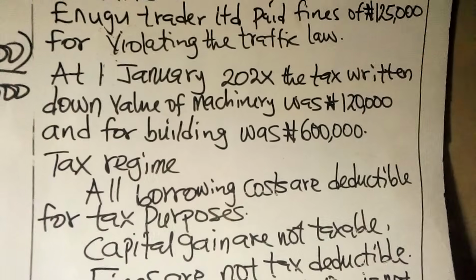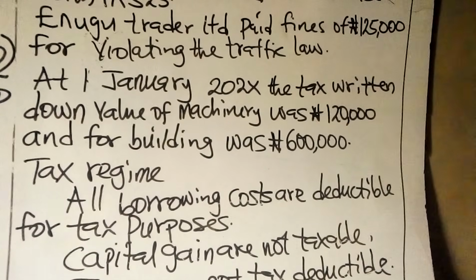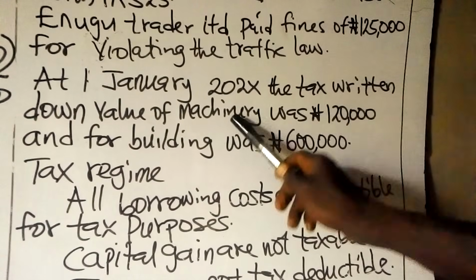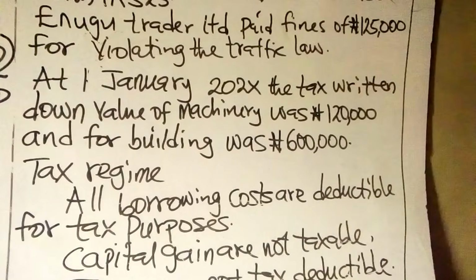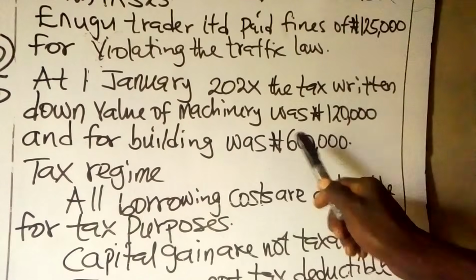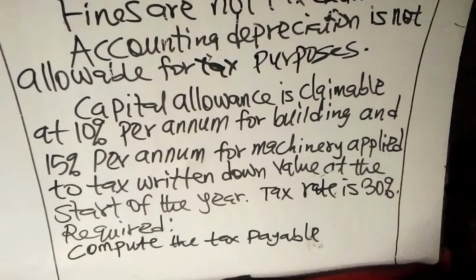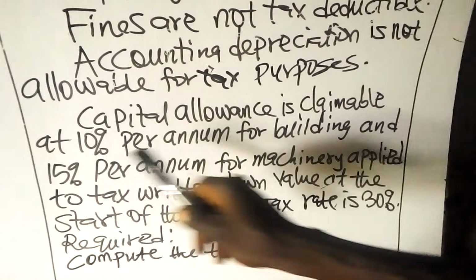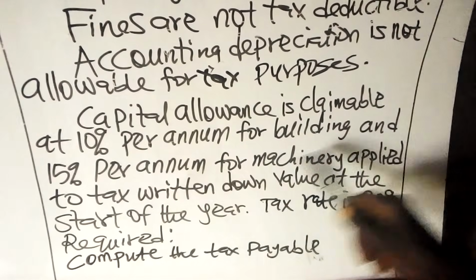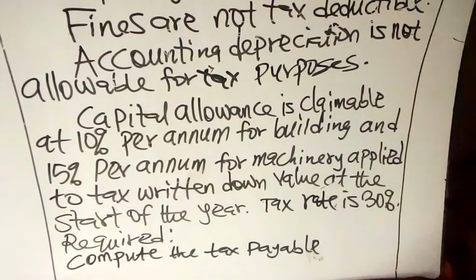You were told that at 1st of January 2022, the tax written down value of machinery was 120,000 and for building was 600,000. So machinery 120,000, building 600,000. You were also told that capital allowance is claimable at 10% per annum for building and 15% per annum for machinery. So now let's determine our capital allowance claimable.